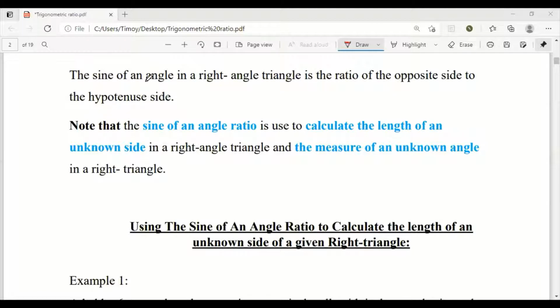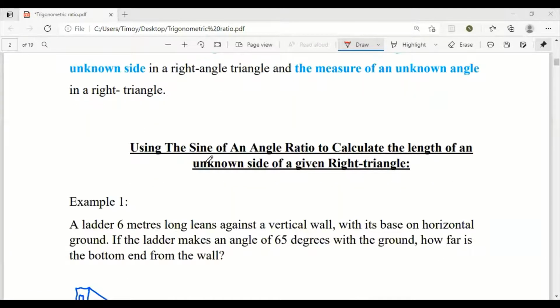The sine of an angle in a right angle triangle is the ratio of the opposite side to the hypotenuse side. Note that the sine of an angle ratio is used to calculate the length of an unknown side in a right angle triangle and the measure of an unknown angle in a right angle triangle. So we are now going to look at how we use the sine of an angle ratio to calculate the length of an unknown side in a given right angle triangle.